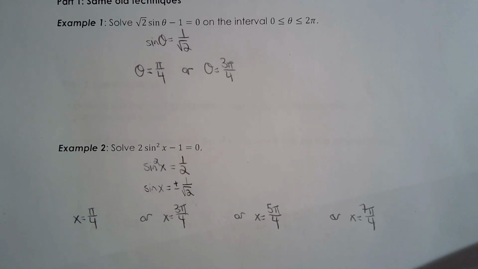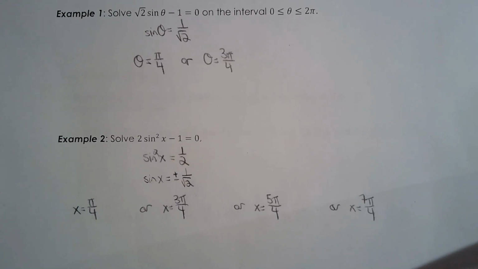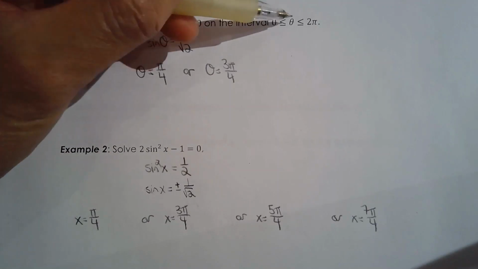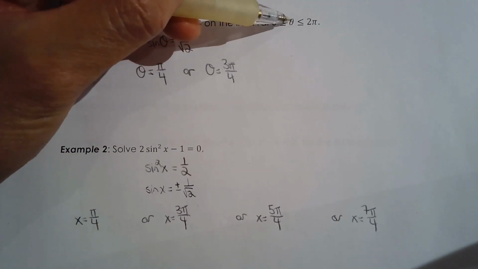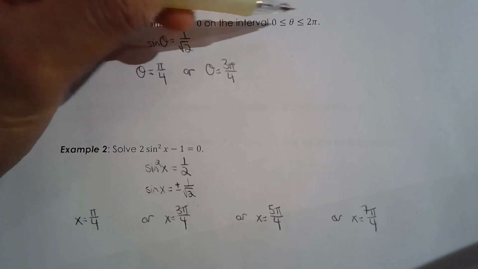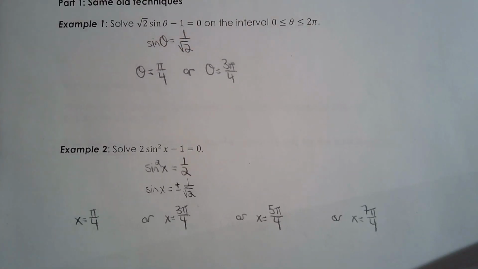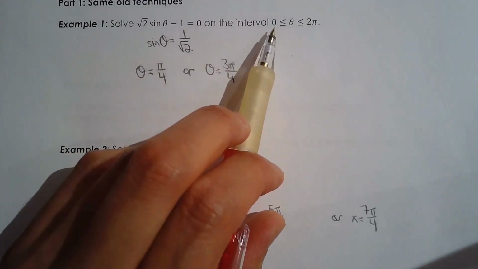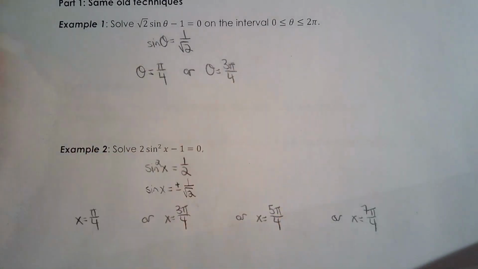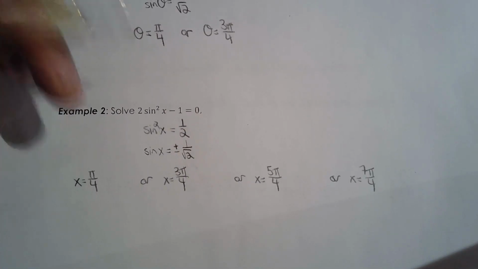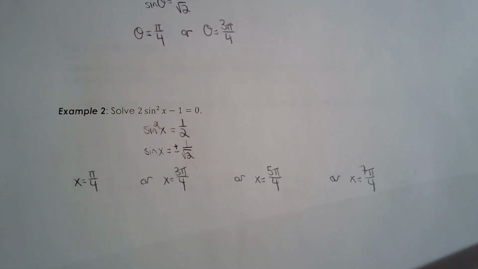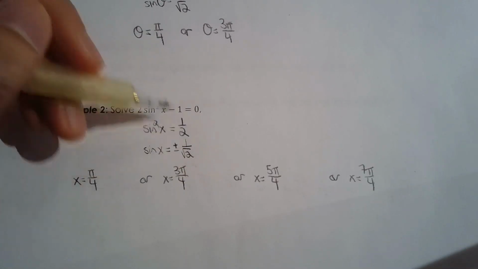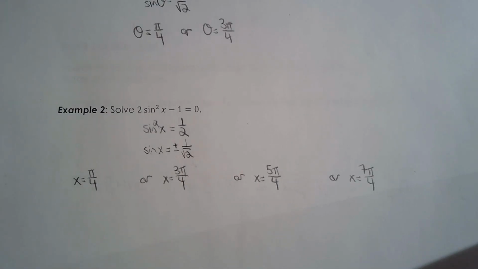You can pause the video if you want, but the key difference is that with question 1, theta is restricted to values between 0 and 2 pi, inclusive of those endpoints. So theta could be any value from 0 to 2 pi. But for example 2, we didn't have any restriction on x. In fact, we can say x is any real number. x can be any angle you want, not just from 0 to 2 pi. So if that's the case, I want you to really use your imagination. Should you really get 4 answers?